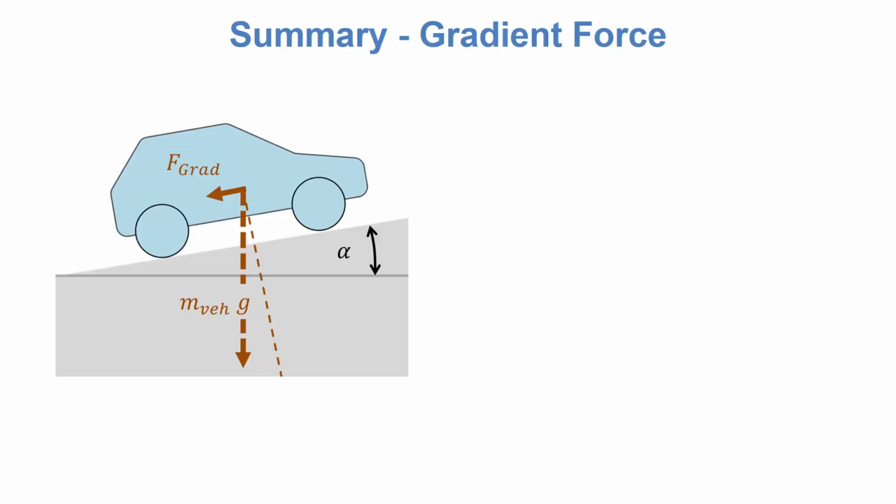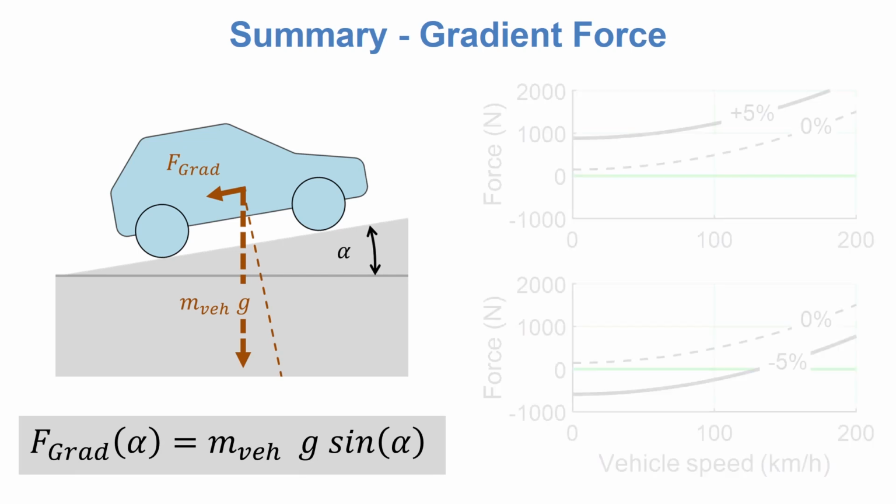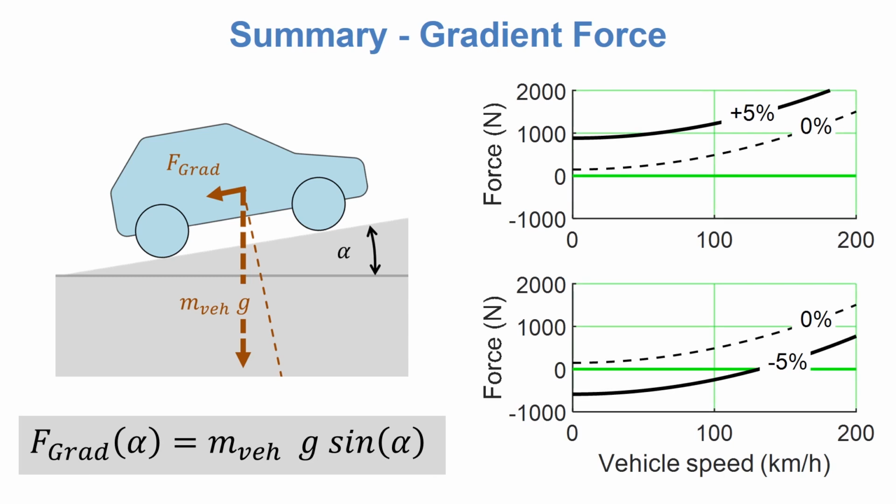Summary: in this video you have learned how the mass of the vehicle gives rise to a gradient force in the longitudinal direction of the vehicle when driving uphill or downhill. The value of the gradient force can be calculated as vehicle mass times g times sine alpha. This force changes with road gradient but is independent of speed. Therefore, its effect on the running resistance force is a parallel shift upwards for uphill gradients and downwards for downhill gradients. If the downhill gradient is significant, the running resistance becomes negative and will act to accelerate the vehicle.